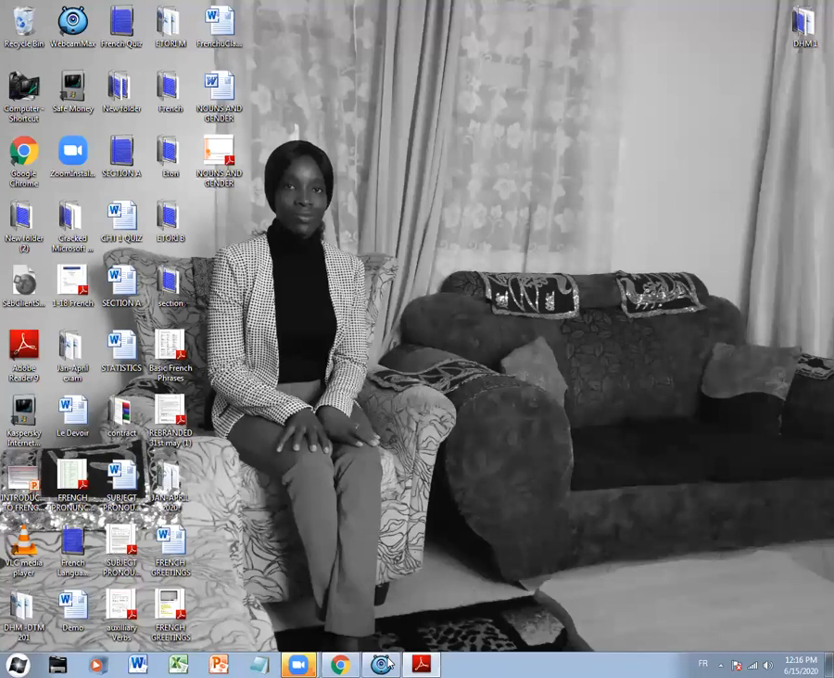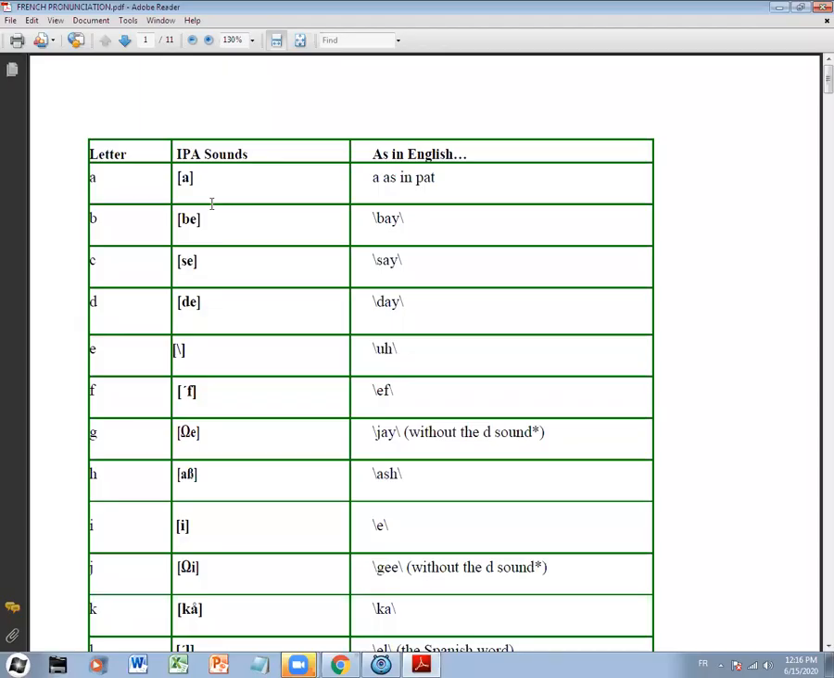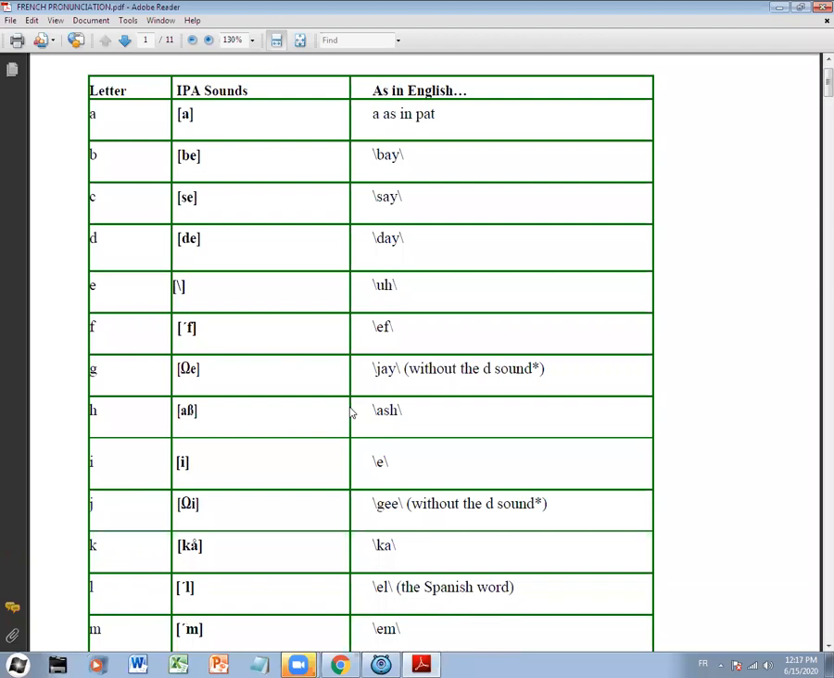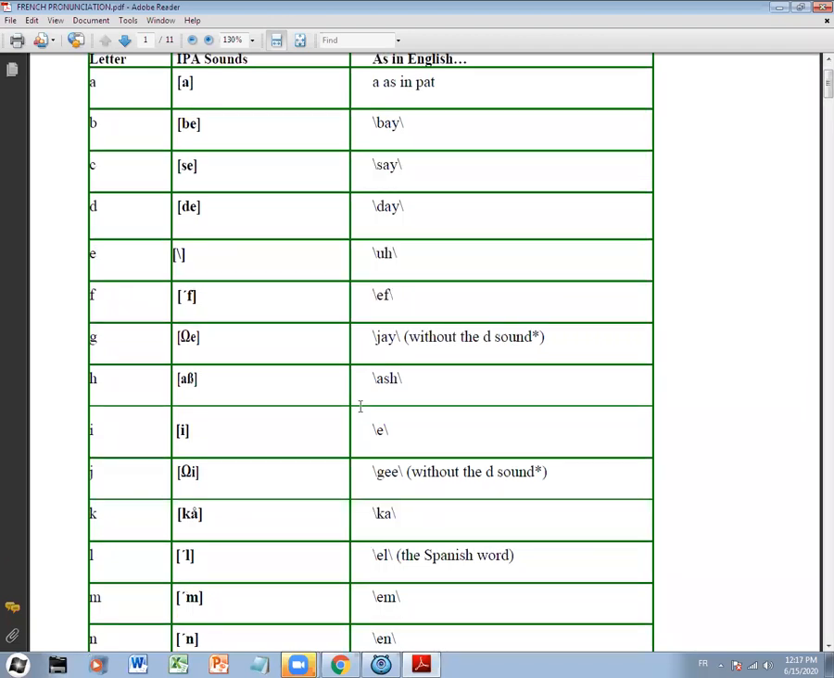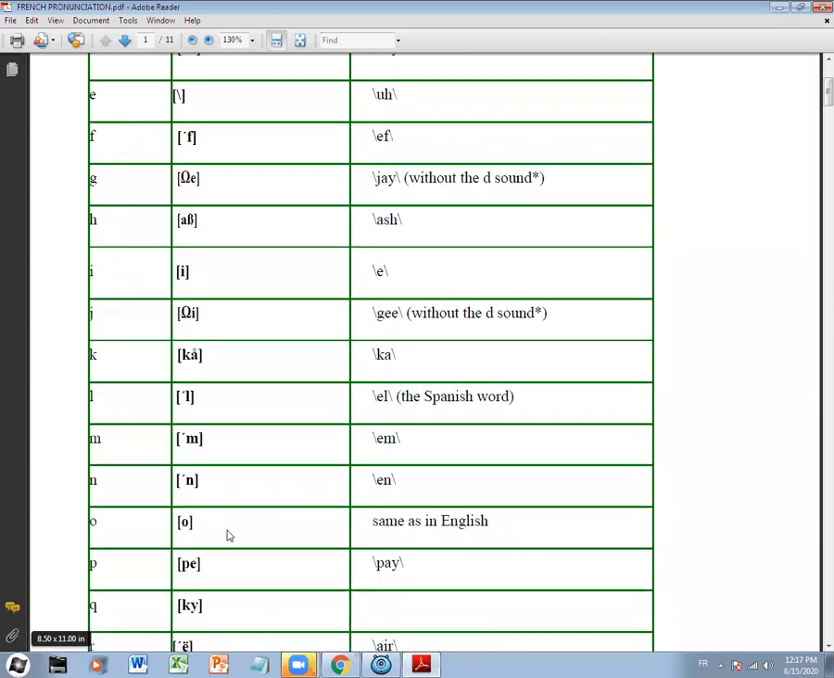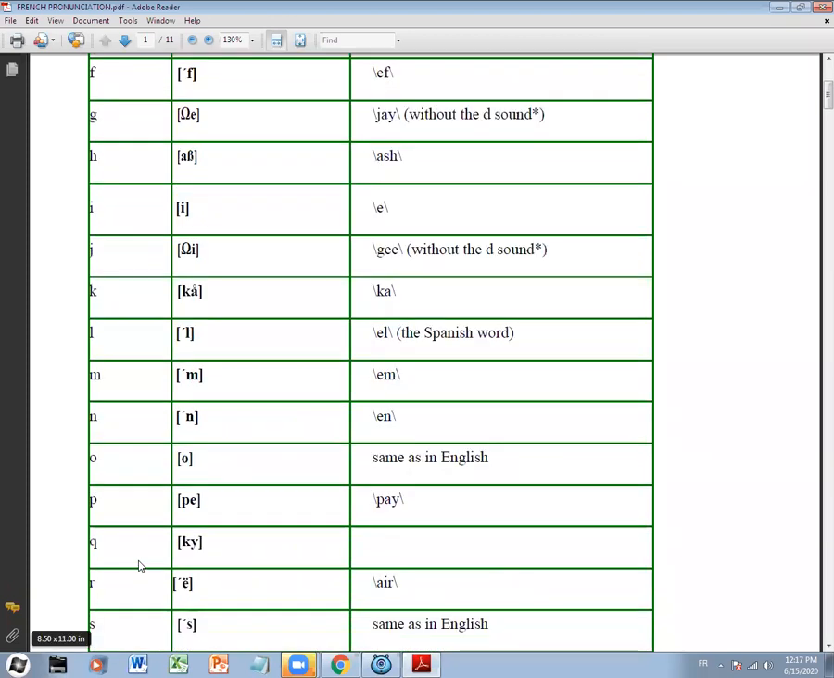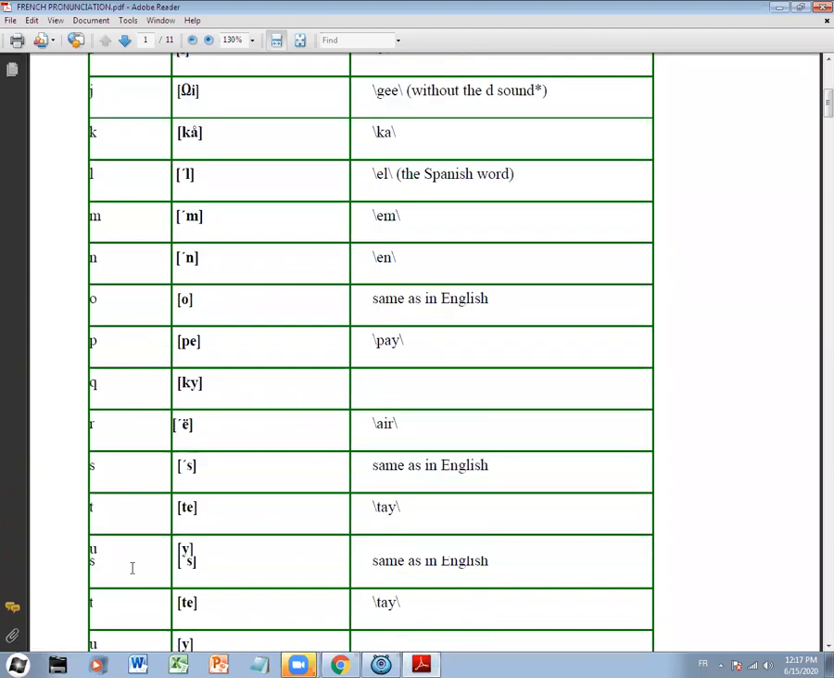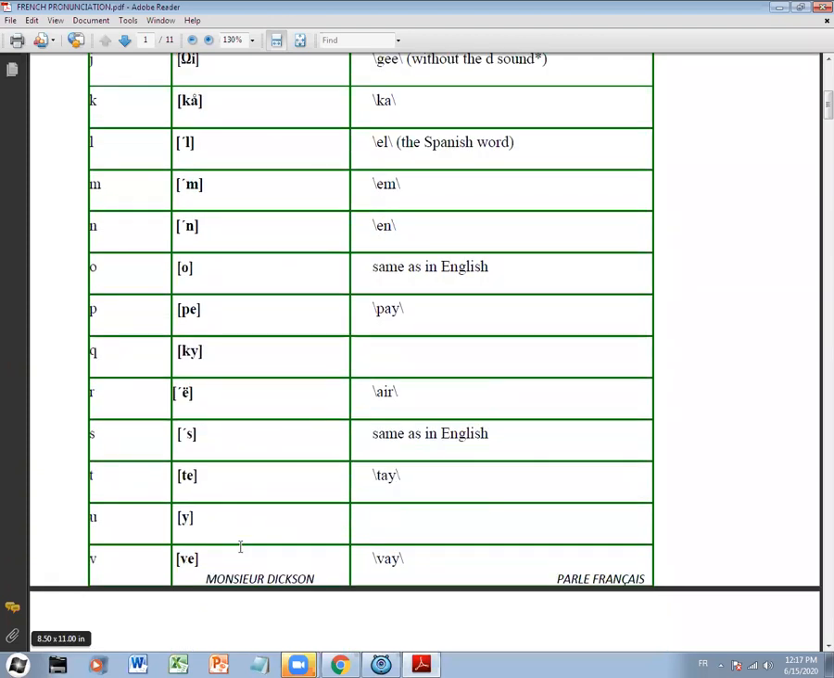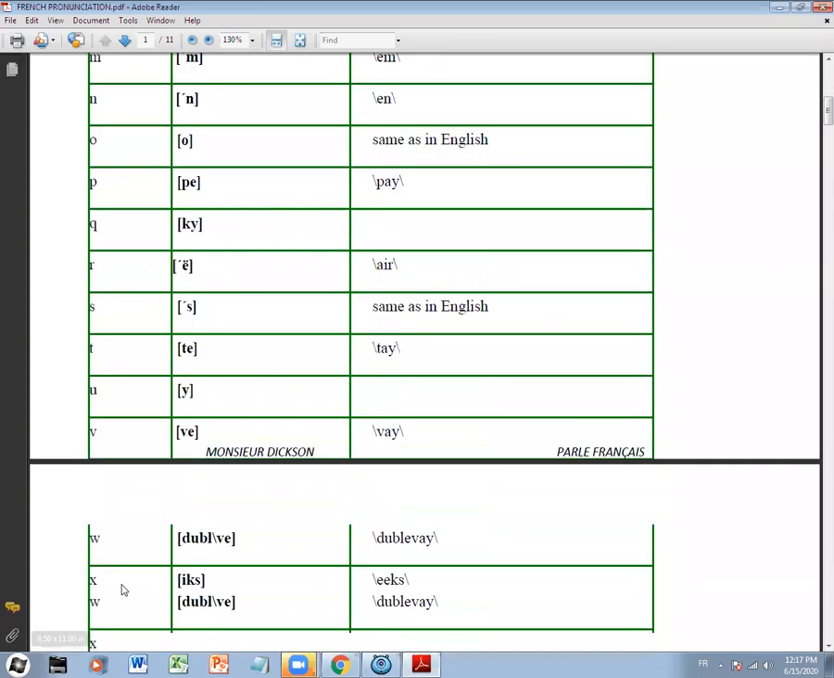Time goes by. So remember, I started by introducing you to the French alphabets, and I told you the foundation of this language is very, very important. So just very fast, remember the alphabets in French. We have got A, B, C, D, E, F, G, H, I, J, K, L, M, N, O, P, Q, R, S, T, U, V, W, X, Y, Z.